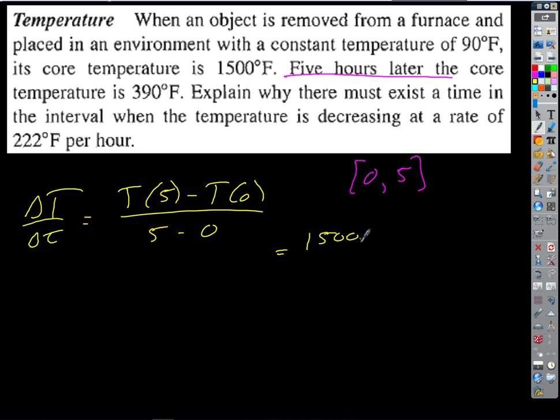Well, actually, it's 390 minus 1500, right? Over 5 minus 0. So what must that give us? That's going to be -1110 divided by 5. What do you know? That's about, actually, is it 11? What is it? It's, these guys help me out here.